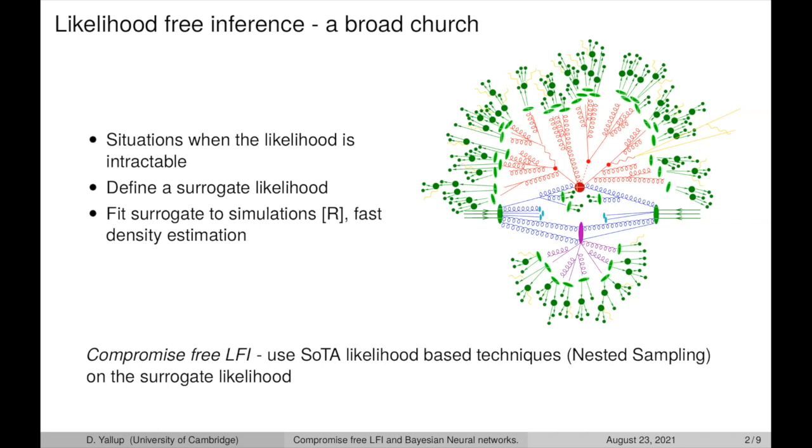This has a number of advantages, and there have been lots of recent developments in how we define these surrogate likelihoods, lots of things to do with neural networks and different structures and architectures that people have been looking at, as well as a growing need for this sort of technique from bigger data and all of that. So by compromise-free likelihood-free inference, what do I mean by that? Well, the idea is that we're going to use state-of-the-art likelihood-based techniques, and by that I mean nested sampling, on this surrogate likelihood, and see what we can do with that as a broad idea.